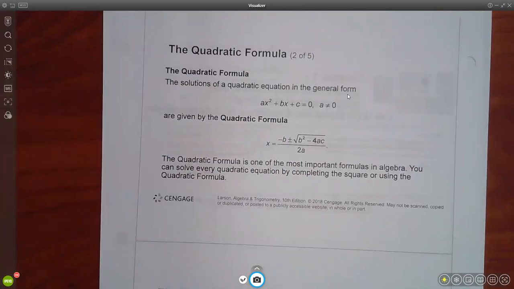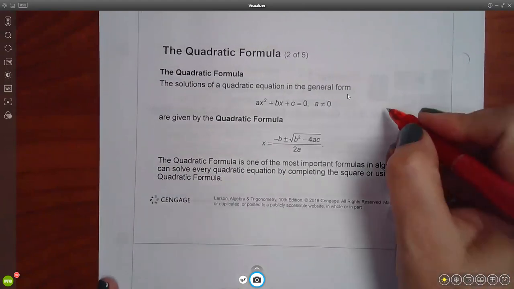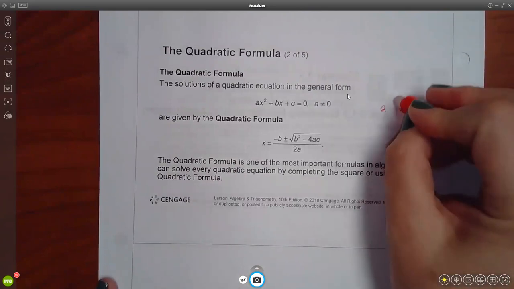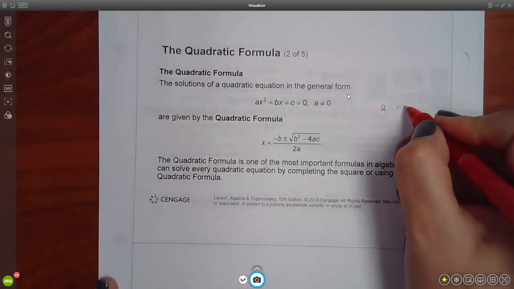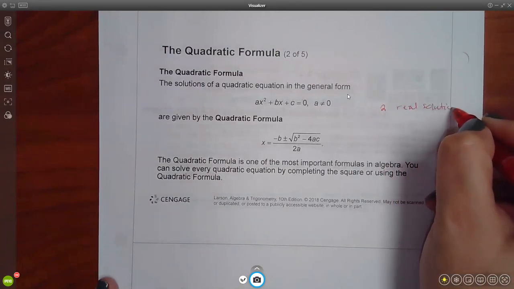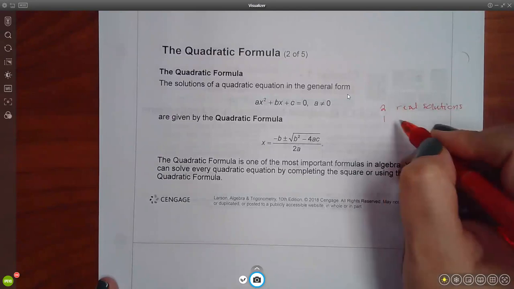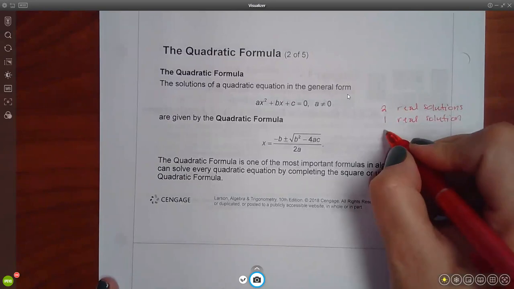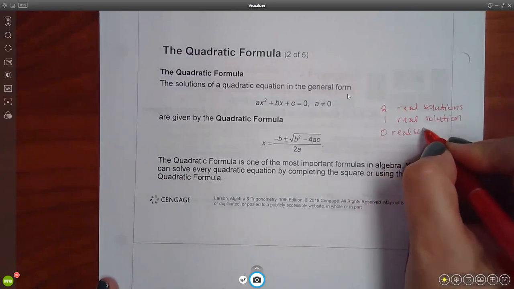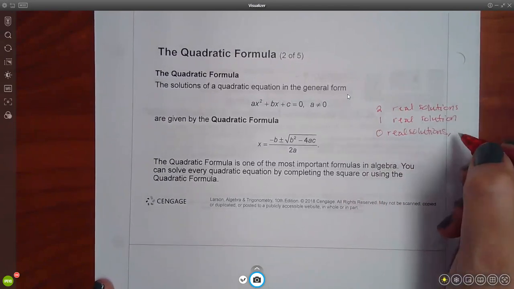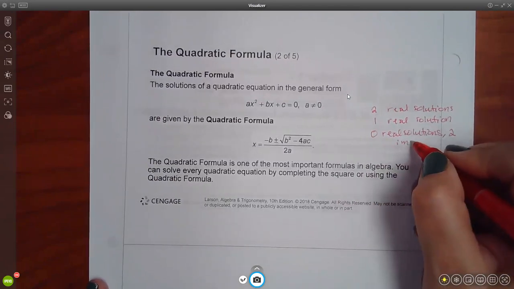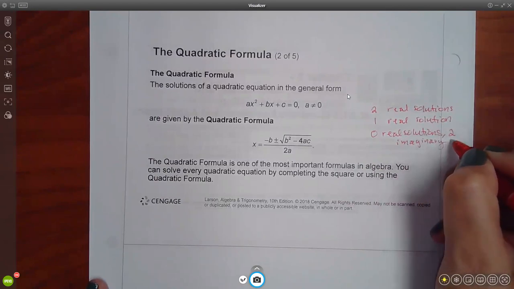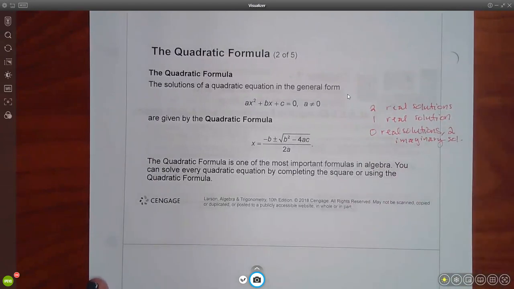But it could happen that you do end up with other kinds of answers. So you could get two solutions. I should say this. You could get two real solutions. You could get one real solution. Or you could get zero real solutions. But if that happens, it's most likely because you have two imaginary solutions. But those are your three possibilities.